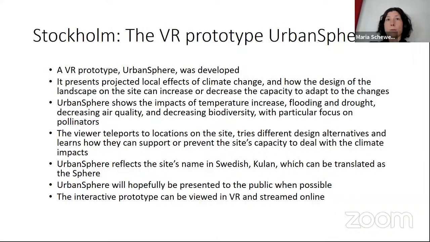Urban Sphere shows the impact of temperature increase, of flooding and droughts, of decreasing air quality and decreasing biodiversity. And in biodiversity, we particularly focus on pollinators. The viewer can teleport to different locations on the site and try out different design alternatives and see how they can prevent or support the site's capacity to deal with climate change impacts. The name Urban Sphere reflects the site's name, Kulan, which can be translated to the sphere.